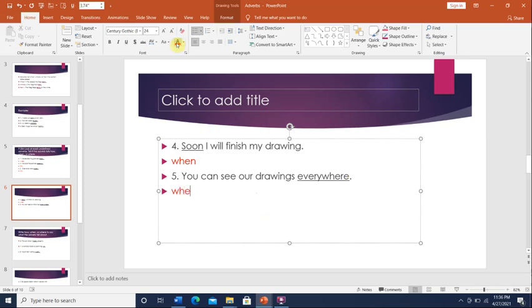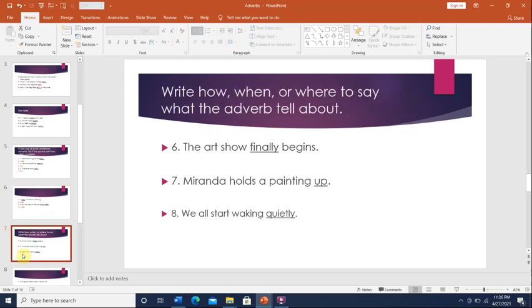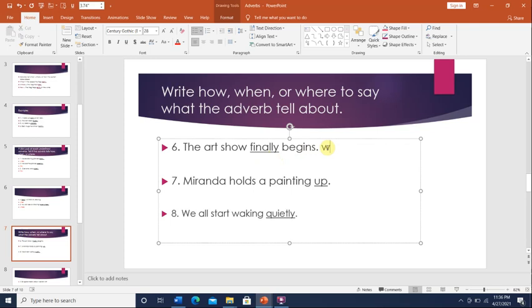Okay, so everywhere shows you where you can find it. On the next page, from 6 to 10, we will do the same thing. Okay? It says write how, when, or where to say what the adverbs tell about. Number 6, the art show finally begins. Finally. The art show finally begins. Tells you when it will begin. Right? When.